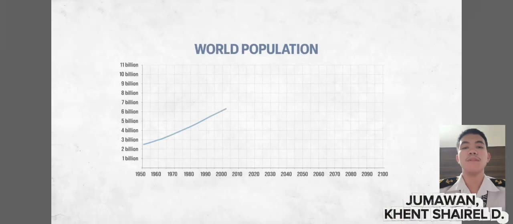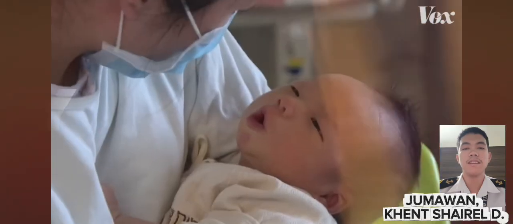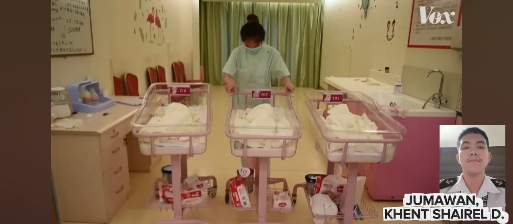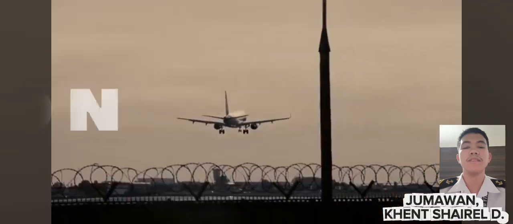Projections suggest global population will peak around 10.3 billion in the mid-2080s, then slowly decline, but these are not certainties. They depend on fertility, mortality, and migration assumptions.